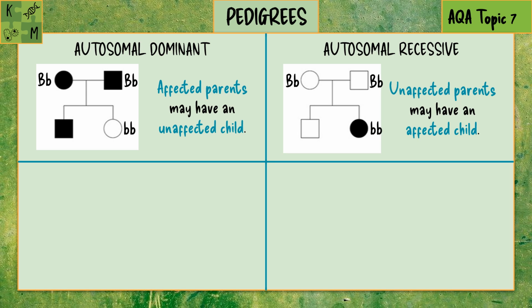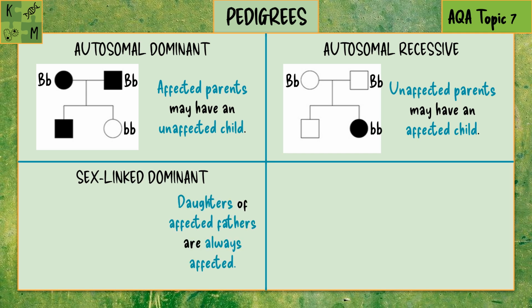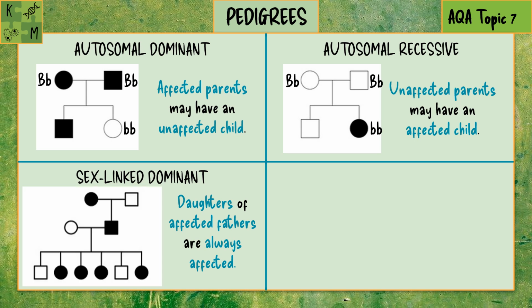Pedigrees can also be used to interpret sex linkage. So if we have a sex-linked dominant phenotype, we're looking there for daughters of affected fathers will always be affected. The reason for this is the father only has one X and he will pass that on to all of his daughters.